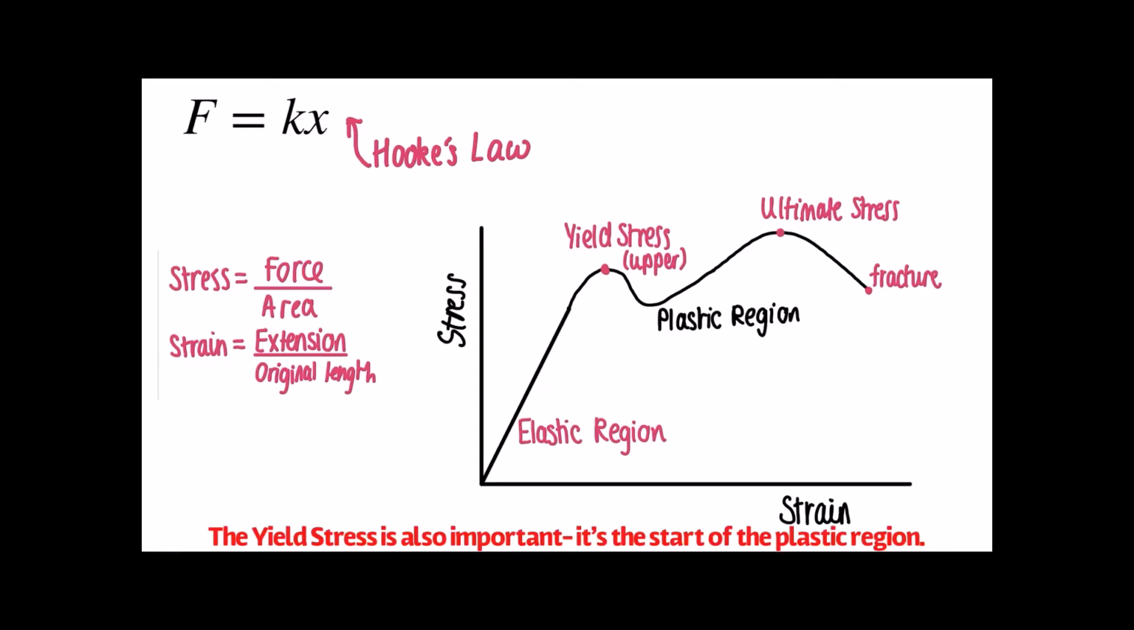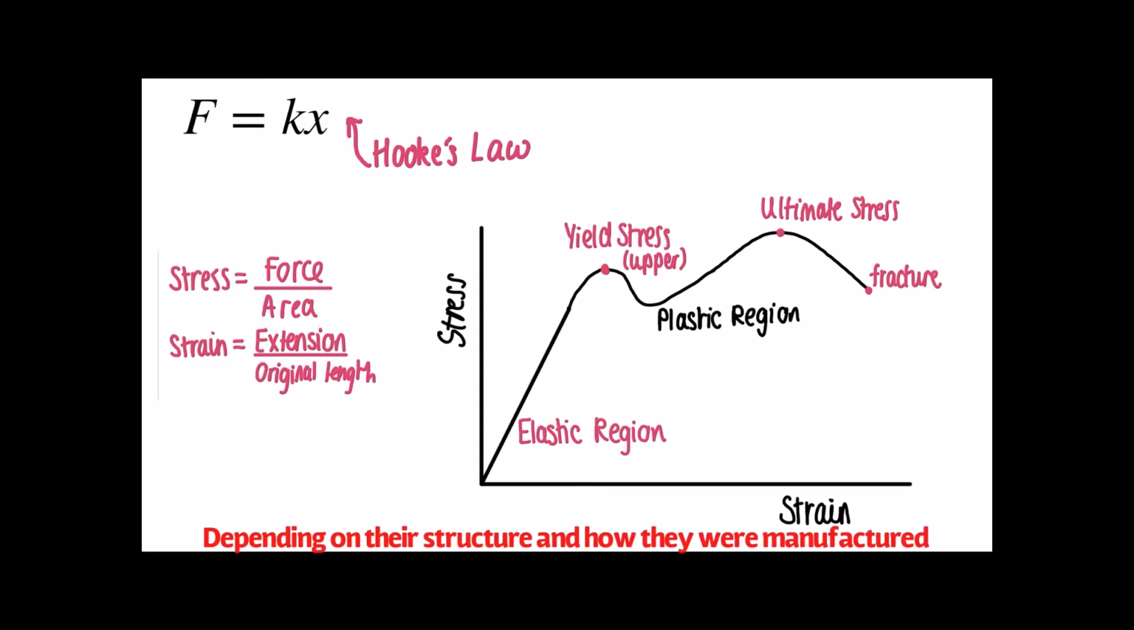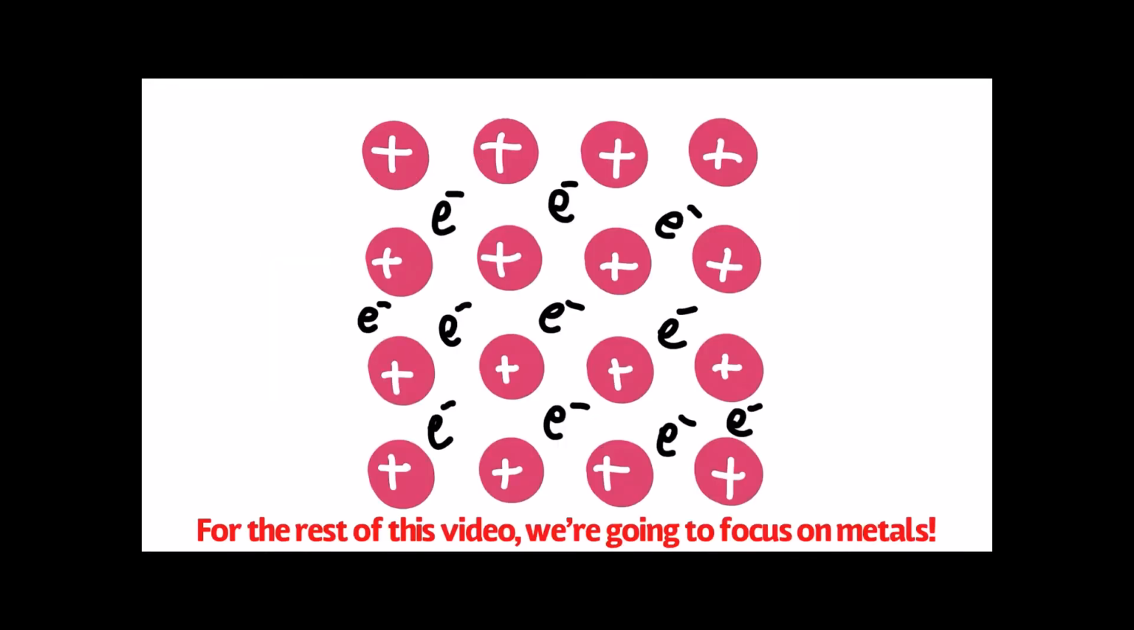The yield stress is also important. This is the start of the plastic region, where we start to permanently change our material. Different materials have different stress-strain curves depending on their structure and how they were manufactured. For the rest of this video, we're going to focus on metals.